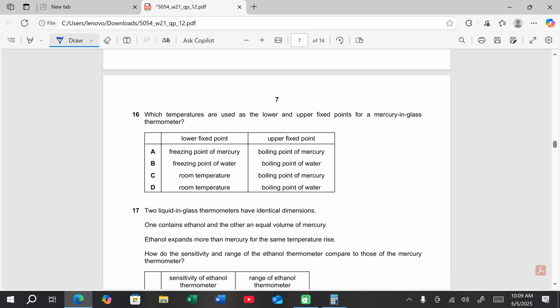Which temperatures are used as a lower and upper fixed point for the mercury in glass thermometer? Lower fixed point is the freezing point, but it has to be freezing point of water, and boiling point of water is for upper fixed point.